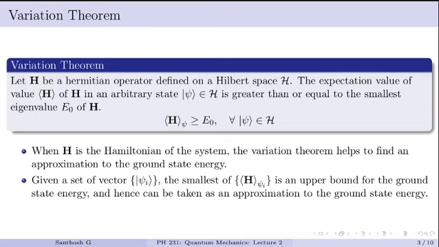Suppose we are given a set of vectors psi i, and we can construct the expectation values of the Hamiltonian in each of the states psi i. Then we find the minimum of all such expectations. Then even that minimum is also going to be greater than or equal to E0, and therefore it serves as an upper bound for the ground state energy. Next, we consider the Rayleigh-Ritz method.